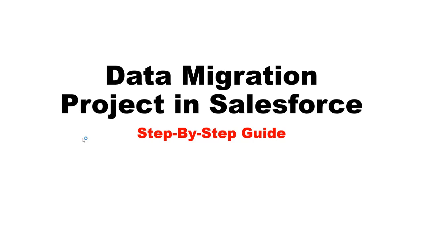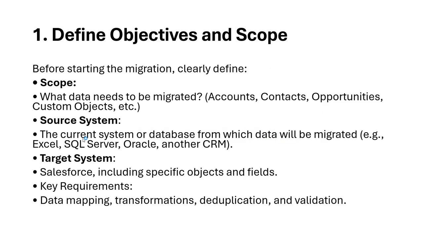Let's understand the step-by-step process to do the data migration, and this will help you understand how you can plan your data migration work, right? First things first, you will define the objective and scope. Objective and scope is very important. For scope, what data needs to be migrated.